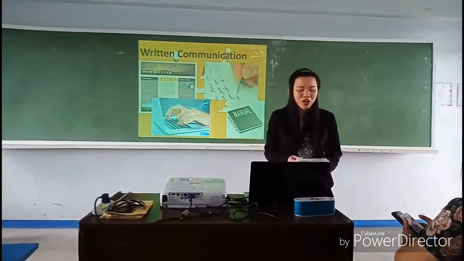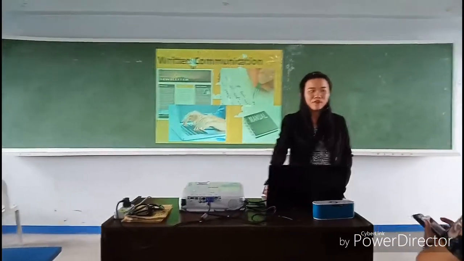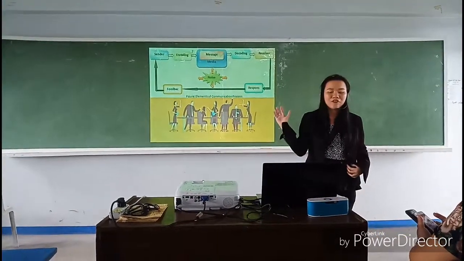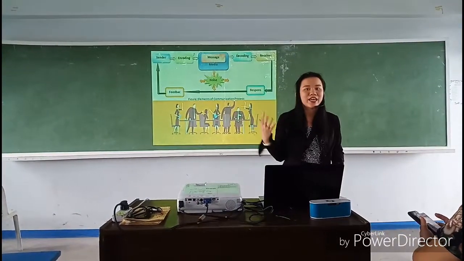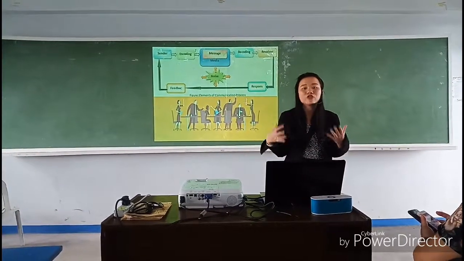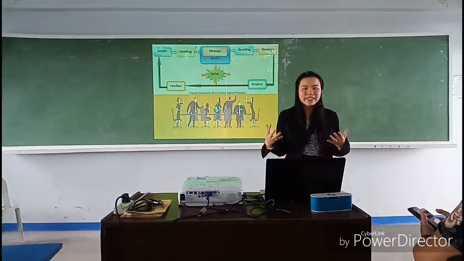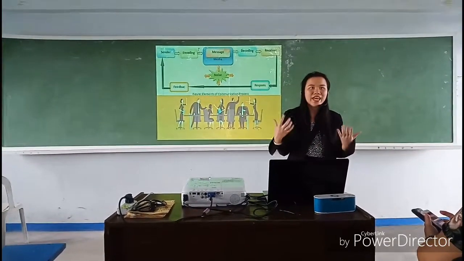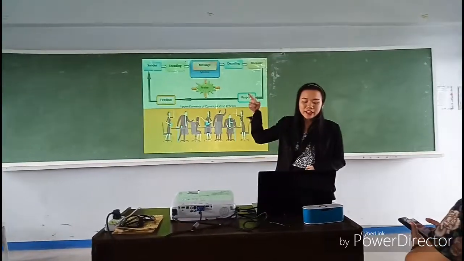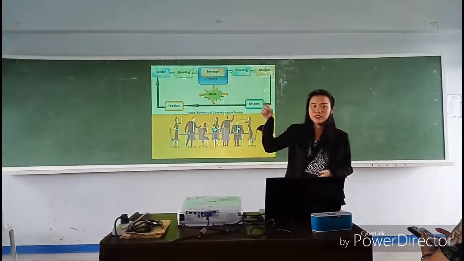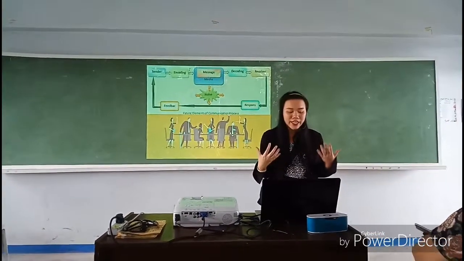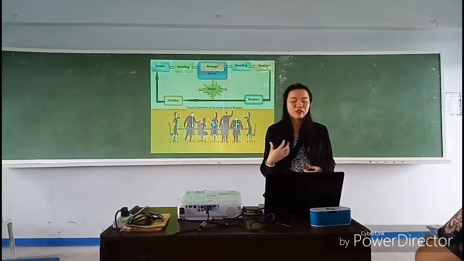Now, we move to the components of communication. First is the sender. The sender is the one who sends a message or idea to the receiver. So the sender is the source of any communication. After that, the sender will now encode the thought. Encoding is the process of converting ideas into an understandable message.